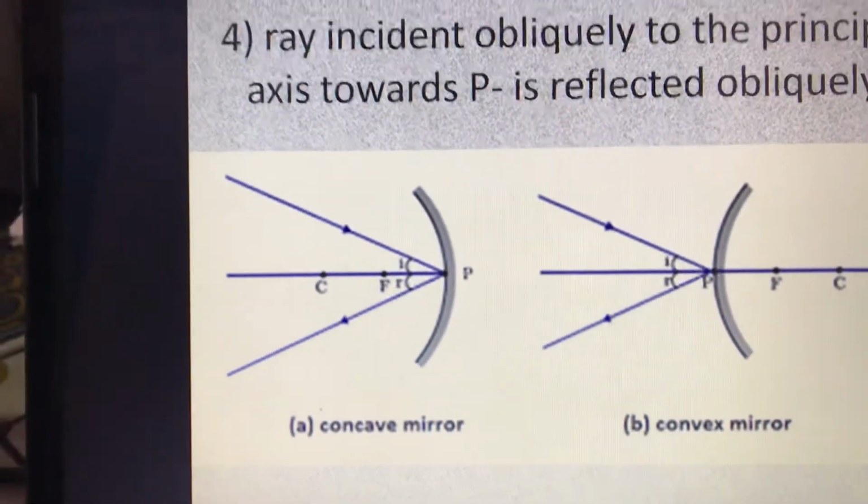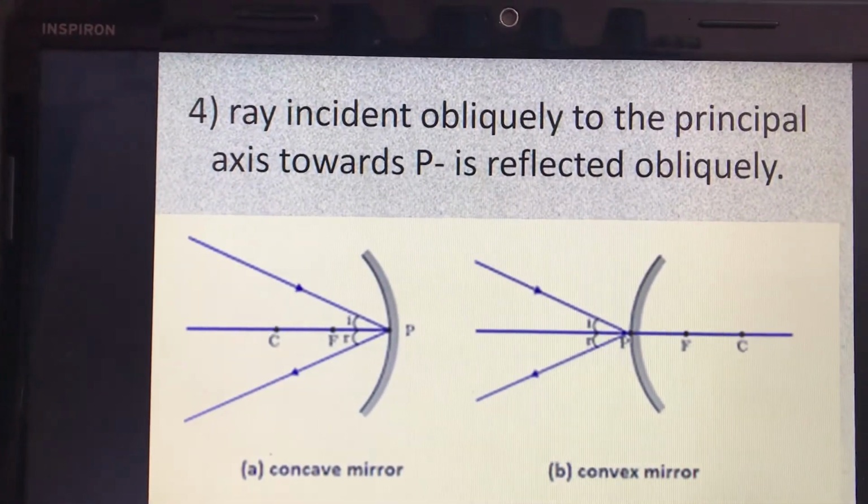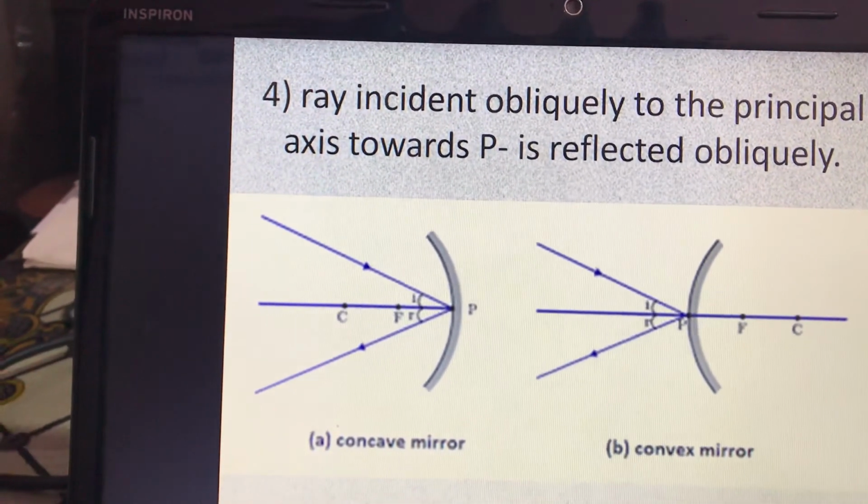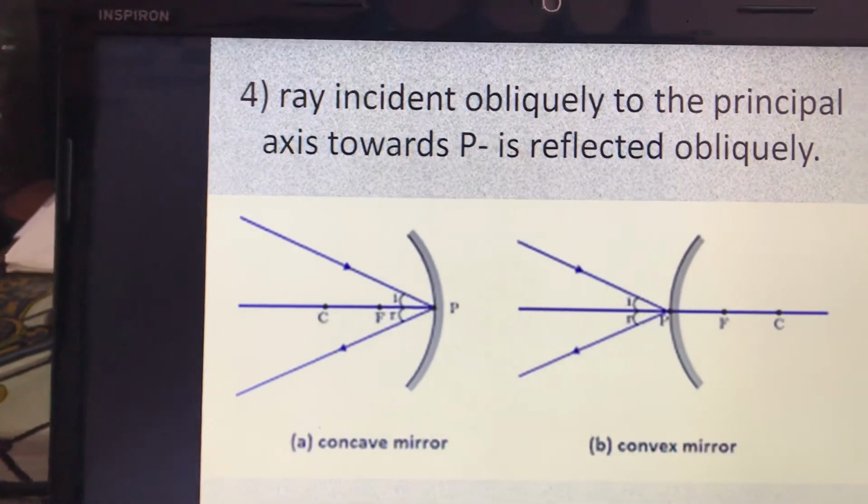I hope you have understood these 4 rules. 4 rays. Out of these 4 rays, you have to take any 2 rays to draw the ray diagram.